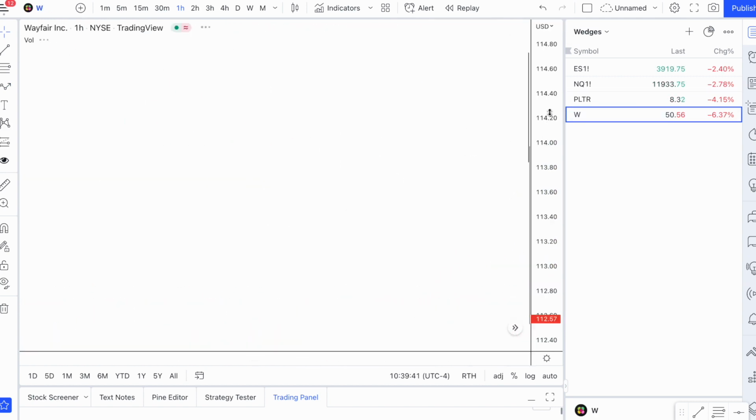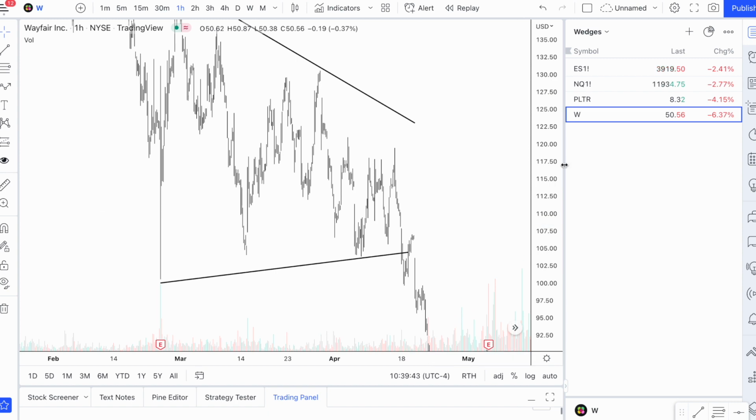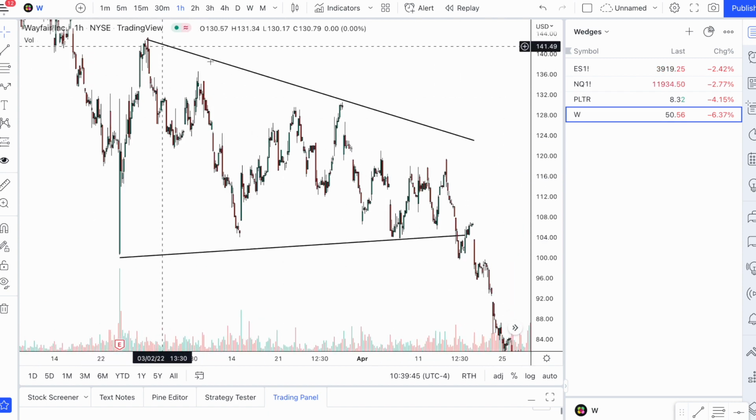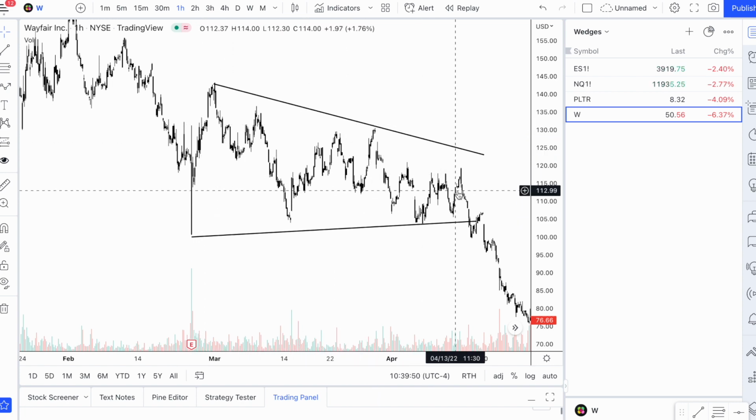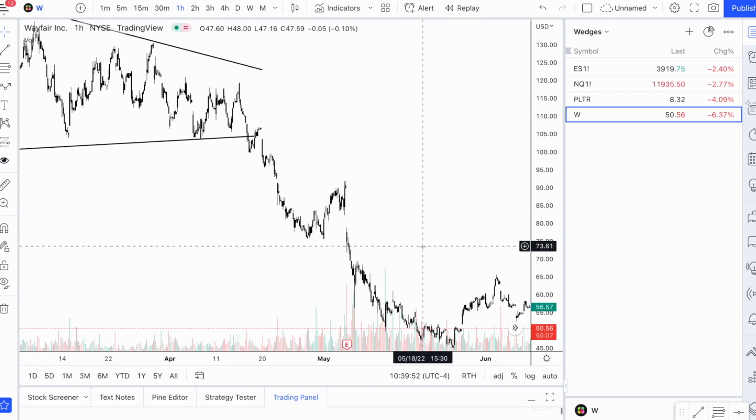Let's take a look on W. This one's a little bit bigger. You can see we have this wedge pattern. Price gets tighter and tighter, and then eventually it breaks, and then that's when you want to take the trade.